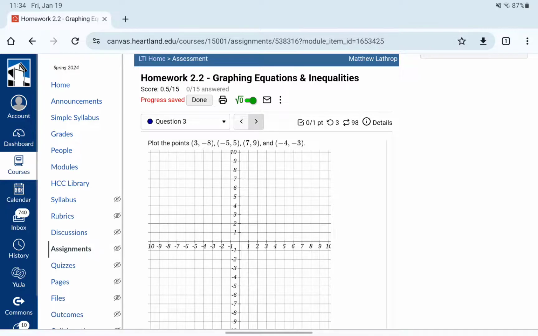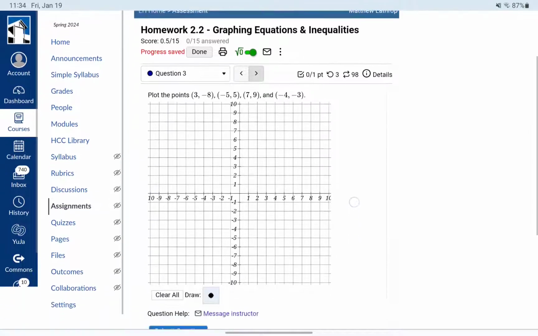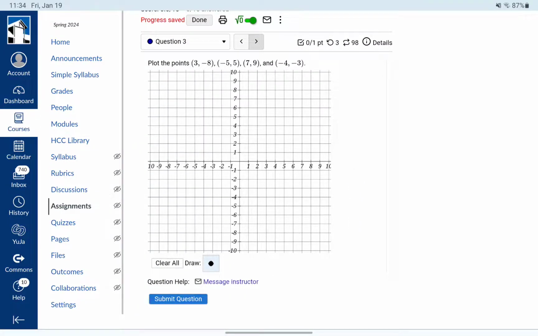Taking a look at how we do this in our homework system, if we, in this case, have 4 different points that we want to plot, we'll be given this grid and a single drawing tool to select, which is just a point. We'll find each of those values, for instance at x equals 3 and y equals -8, and click or tap at that point, and it'll drop a point in its place. So similarly, we would do that at -5, 5, 7, 9, and -4, -3.